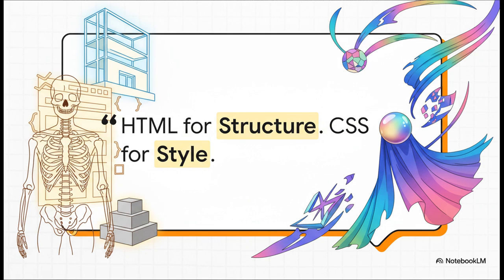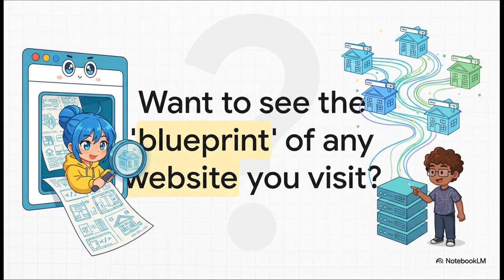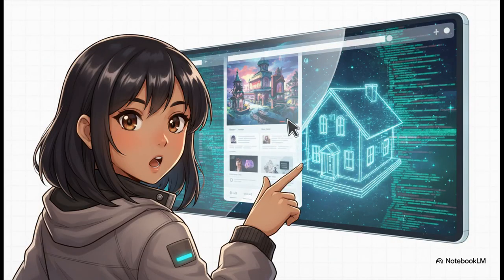So, look, if you take away only one single thing from this entire explainer, please make it this. It's the golden rule of the web. HTML is for the structure. CSS is for the style. And now that you're in on the secret, let me give you one last awesome trick. Ever wonder what the blueprint looks like for any of your favorite websites? Try this later. Go to literally any website, right-click with your mouse, and choose the option that says Inspect. A new panel is going to pop up, and it will show you the exact HTML and CSS code that built the very page you're looking at. You now have the keys to the kingdom.